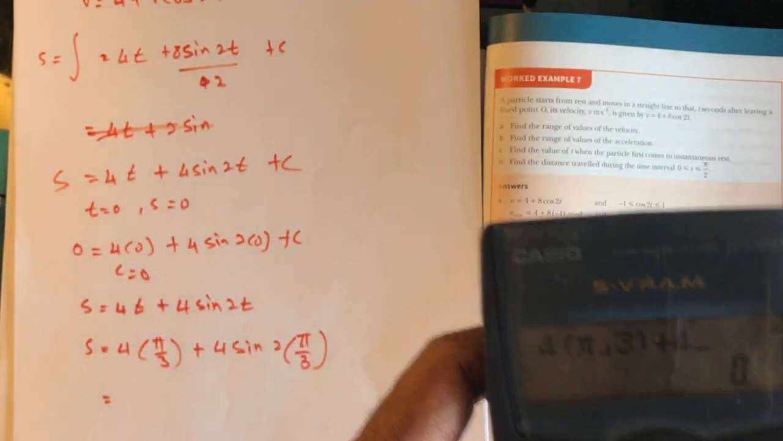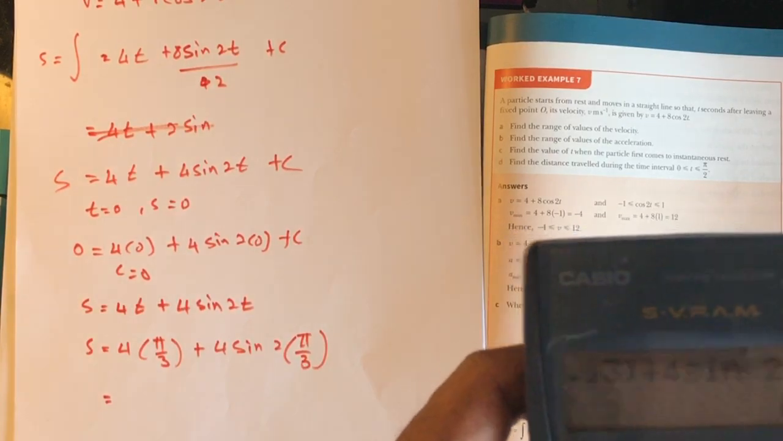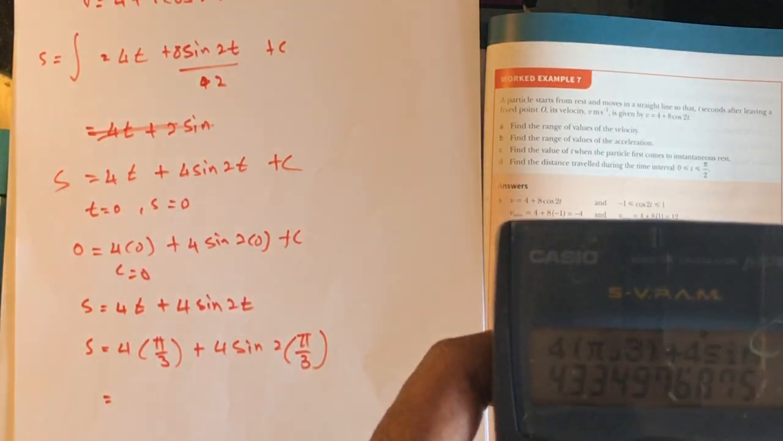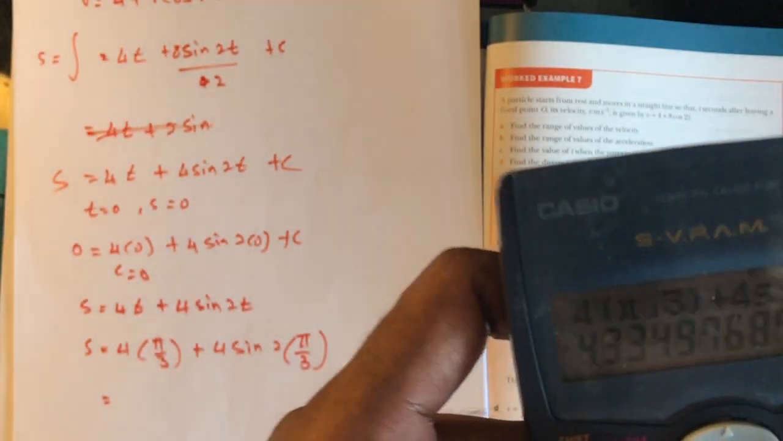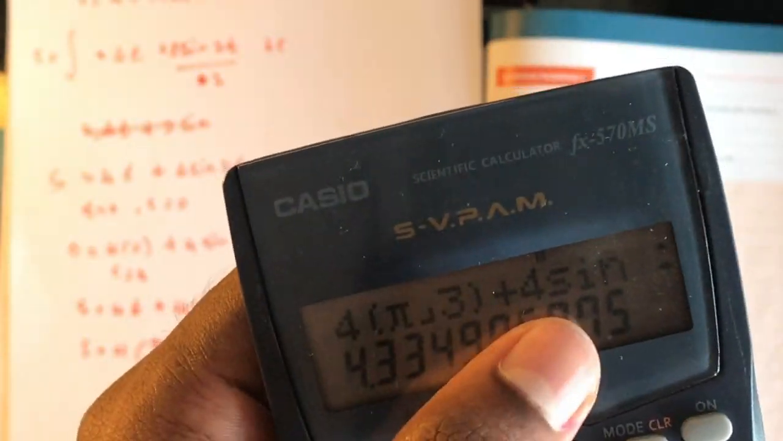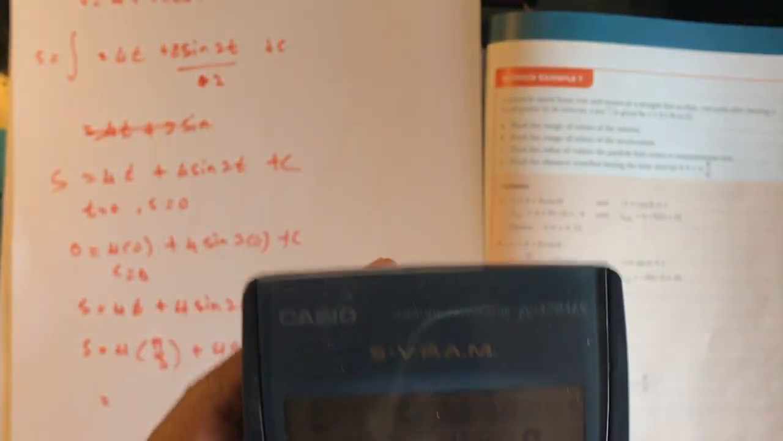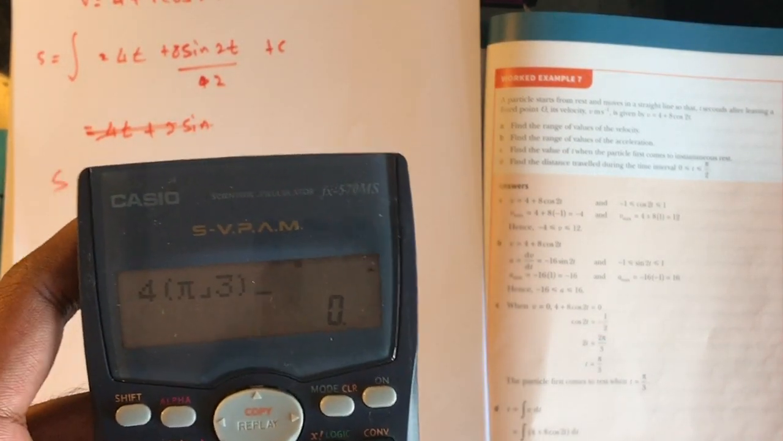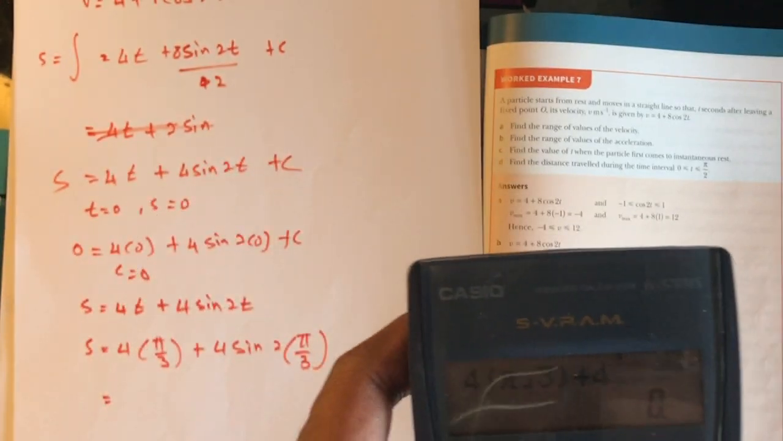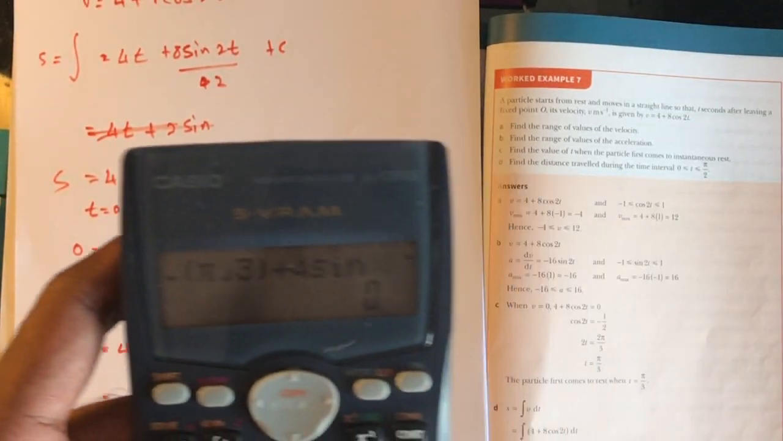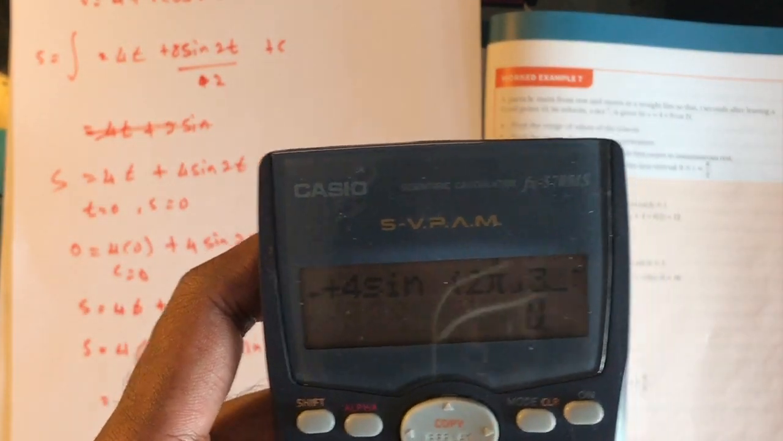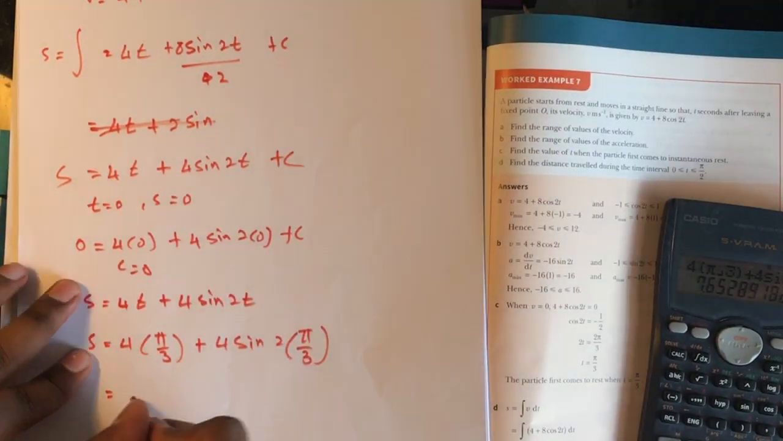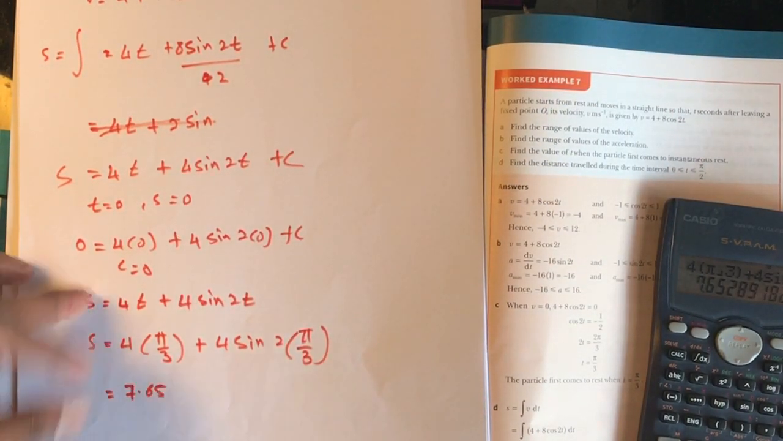Unless, no, you have to put in radian. I put in radian actually, but you can see here, I got something very weird. You know why? Because it's in degree mode, so you have to go and put in radian, remember? So 4 bracket pi over 3, and then plus 4 sine 2 pi over 3. You get 7.65. This is the distance traveled, 7.65. I'm just going to write here 7.65. How many decimal figures? Up to you. I want to finish fast.